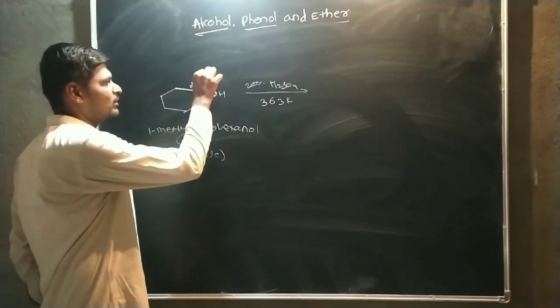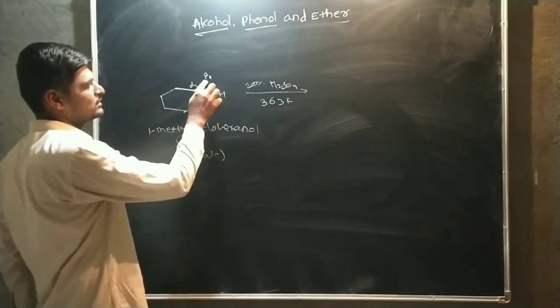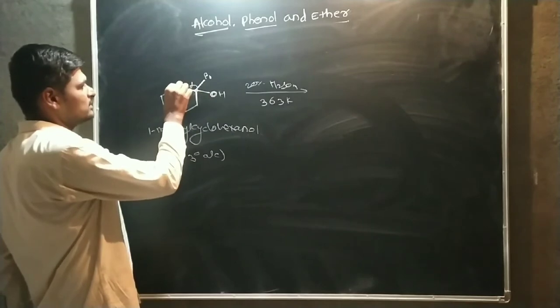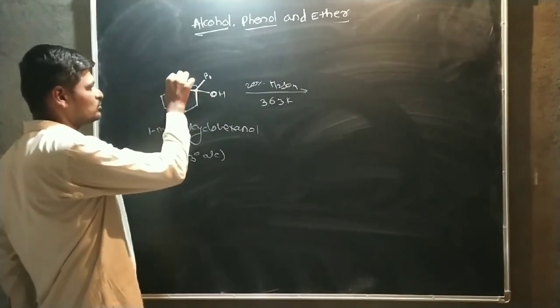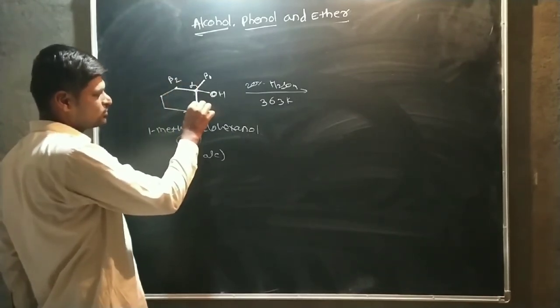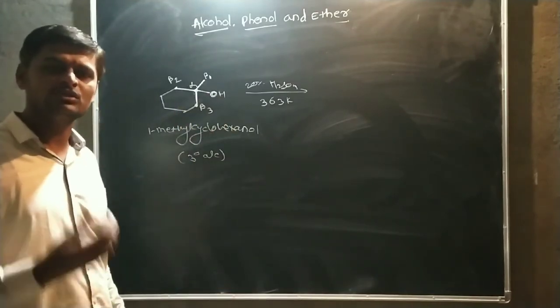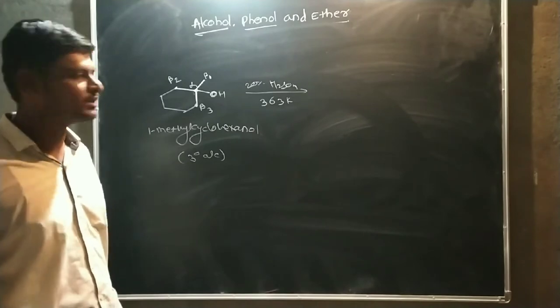This one is beta 1 because it is a CH3 group, that means the methyl group. Then this is a CH2 group, which is beta 2, and this one is also CH2, which is the beta 3 carbon atom. Okay. Now the beta hydrogen should be eliminated for the preparation of the alkene.